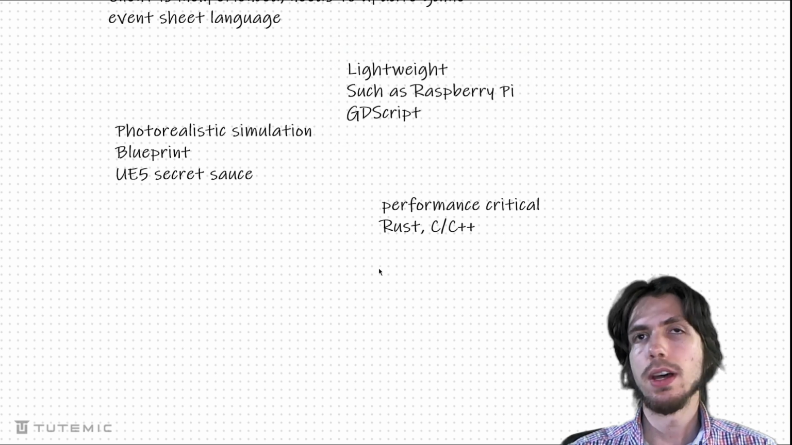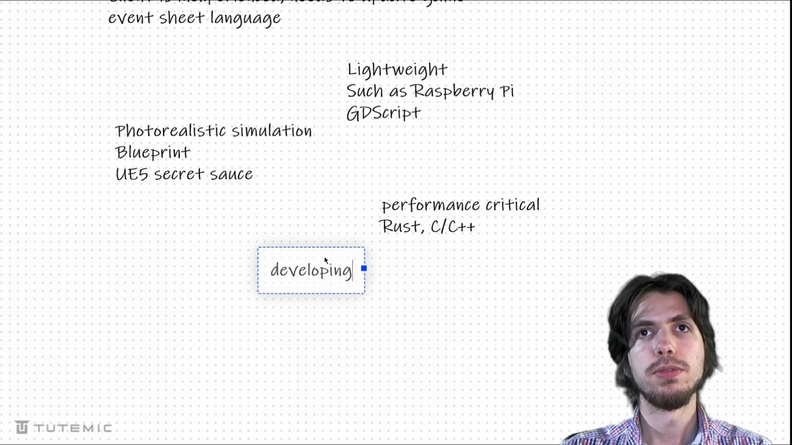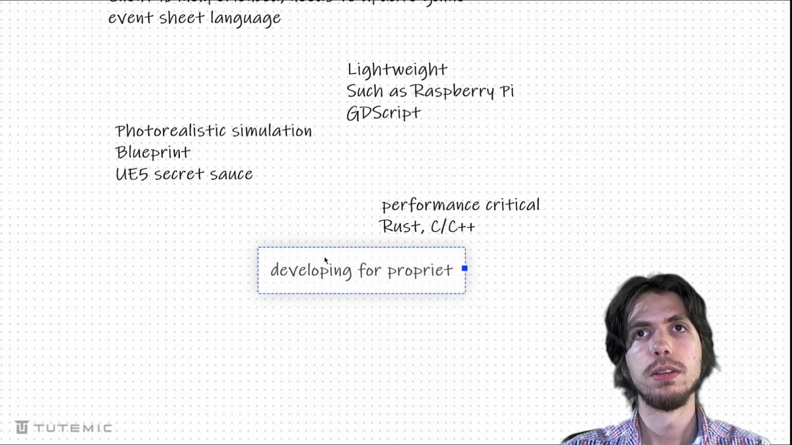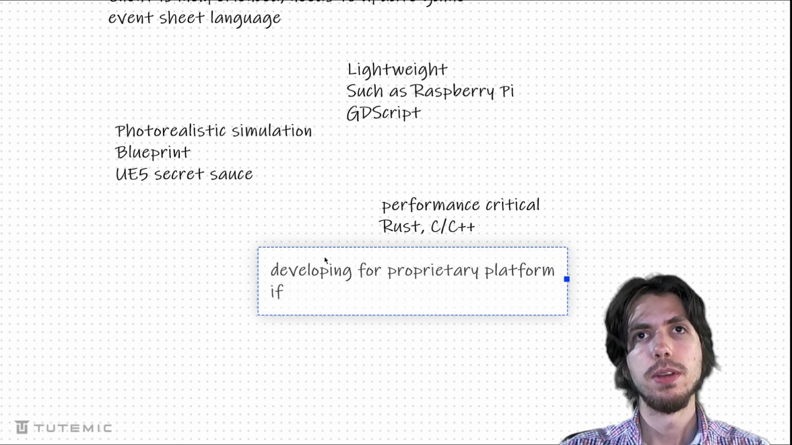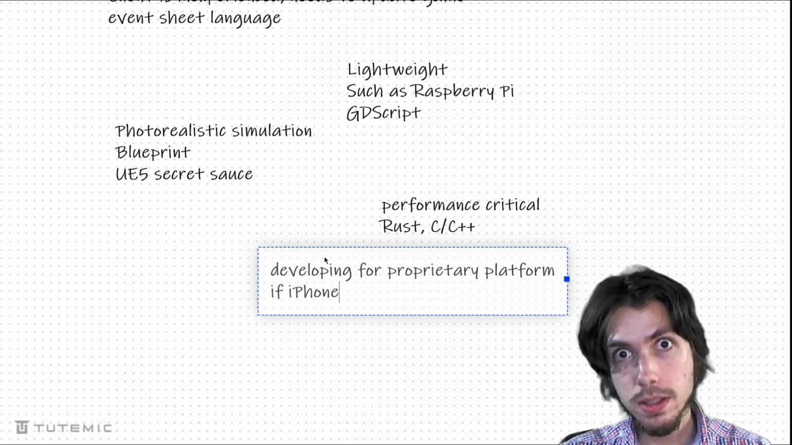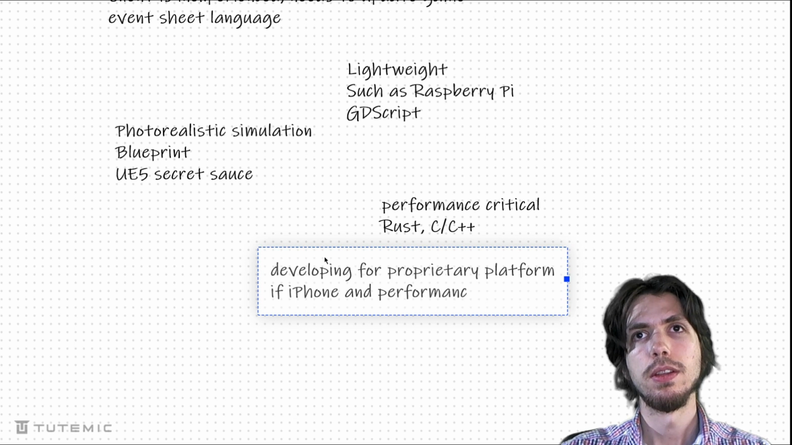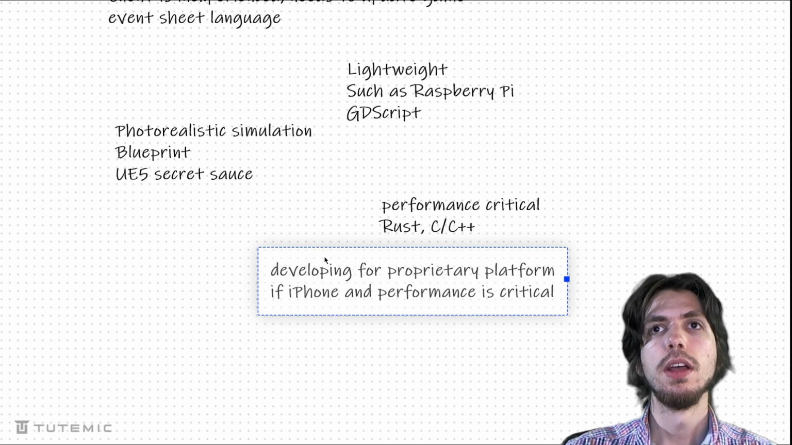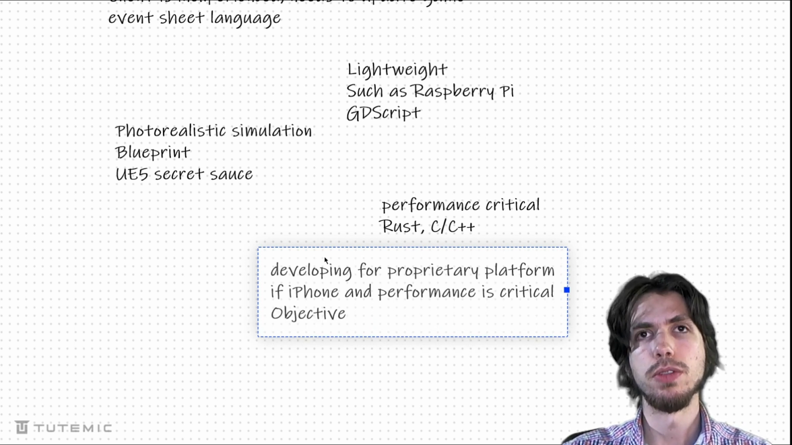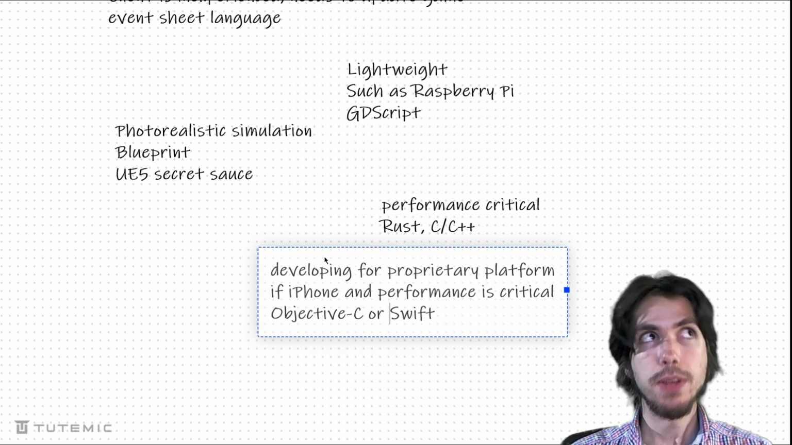And then of course, this almost goes without saying, if you're developing for a proprietary platform, like the iPhone, and performance is critical, because otherwise you could use something like Unity or Godot, then you would use the native languages of those platforms, like Objective-C or maybe Swift. That's the best game programming language if it has to be for an iPhone, right?